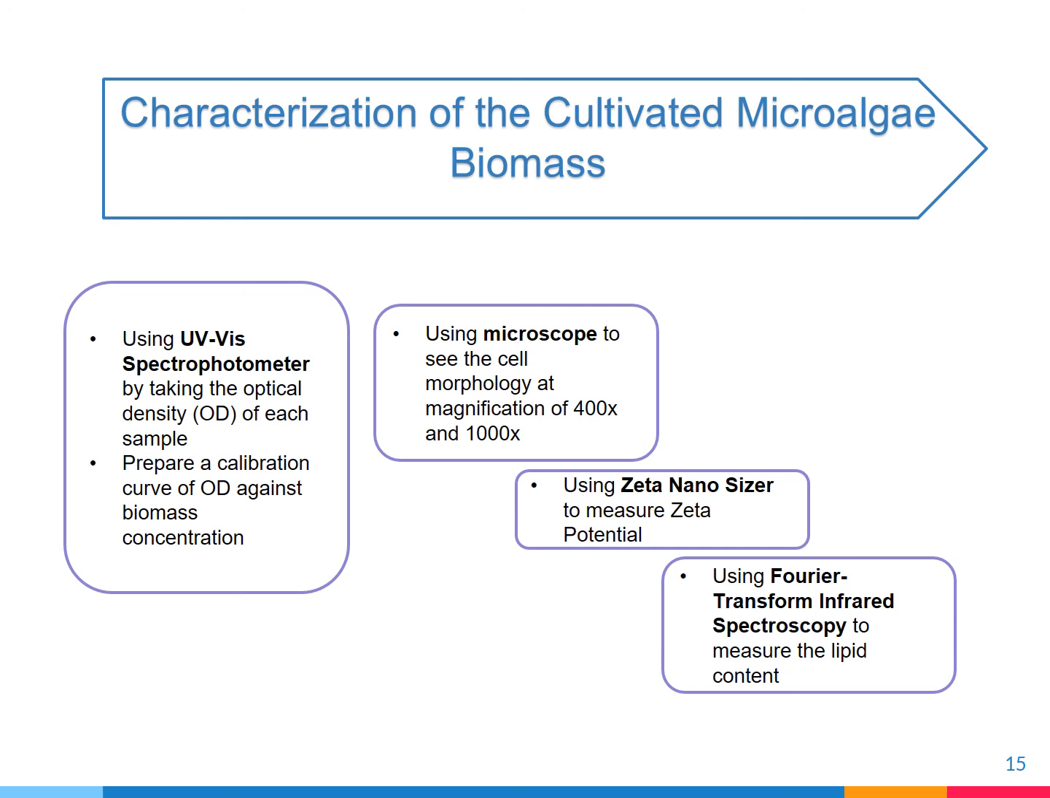Next, a zeta nanosizer is used to measure the zeta potential of microalgae and n-CQD. And lastly, Fourier transform infrared spectroscopy is used to measure the lipid content in the microalgae.